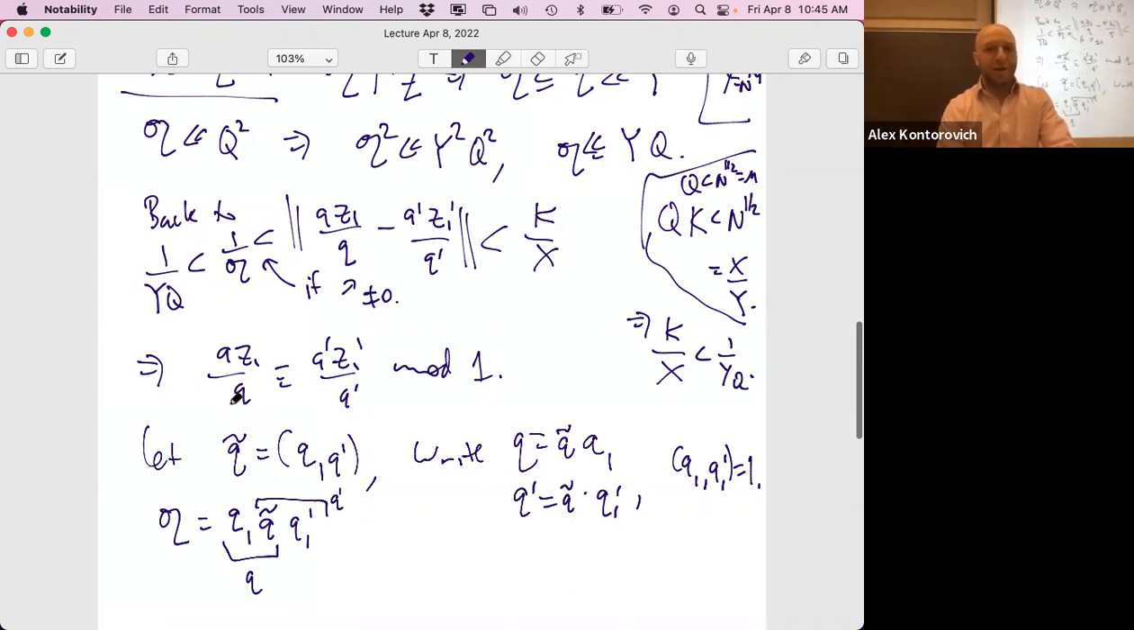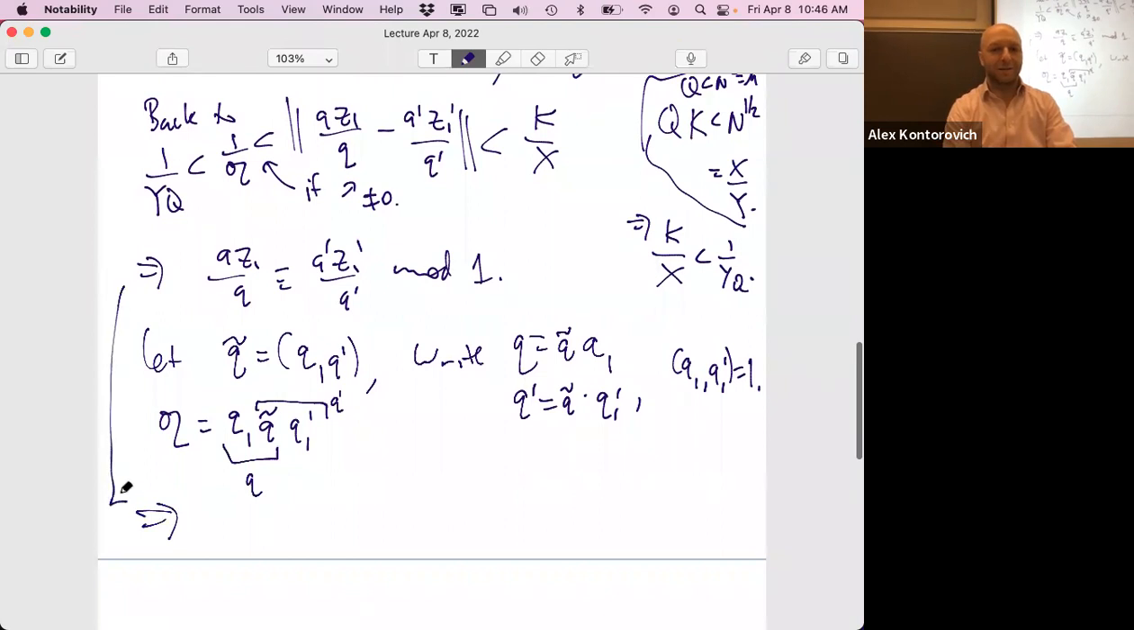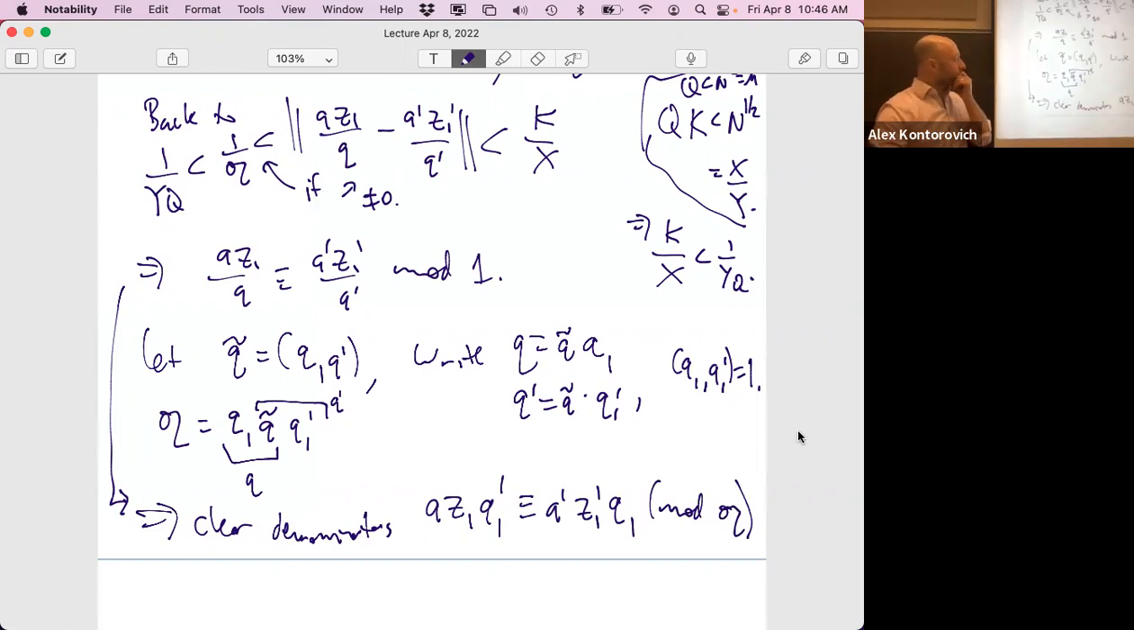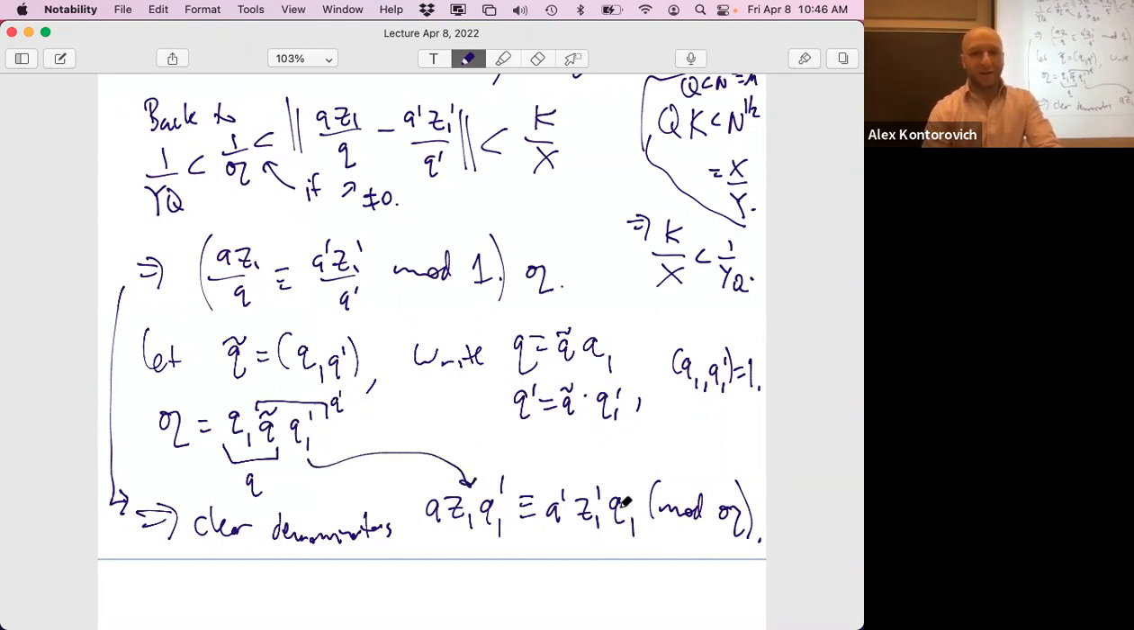So I want to turn this condition, let's multiply this condition to clear the denominators. But I don't want to multiply by q prime, I want to multiply by the LCM. So clear denominators, and I have to multiply this by q1 q tilde q1 prime. So here I'm going to get a z1 q1 prime is congruent to a prime z1 prime q1 mod the LCM. Wait, there's something weird going on here. You have q and q prime, and then you have the q1 and q1 prime. How are you getting rid of the q and q prime? Because I'm multiplying everything by frac q. So I'm canceling off this. All that's left is the q1 prime. And then when I multiply on the other side, all that's left is q1.